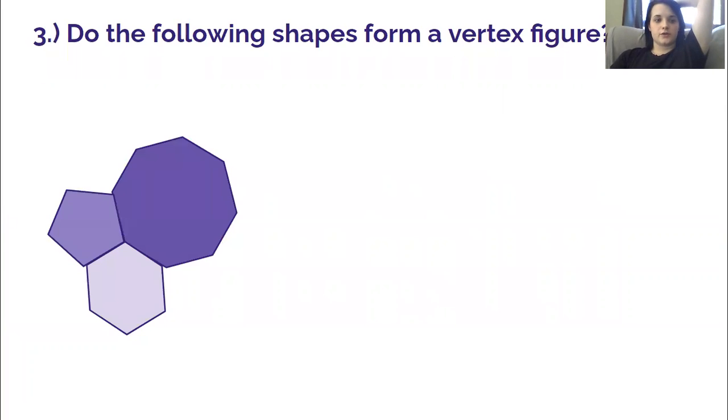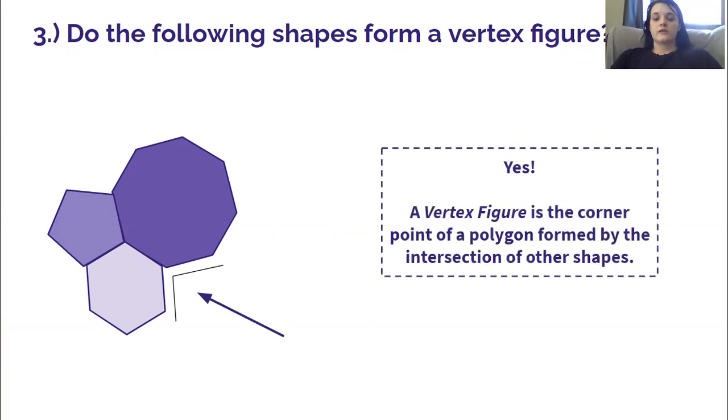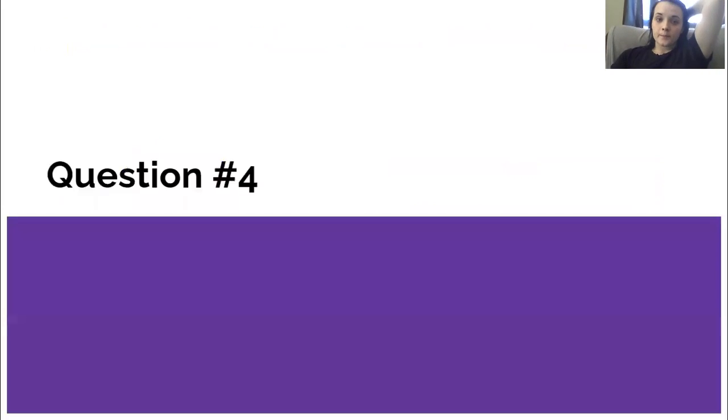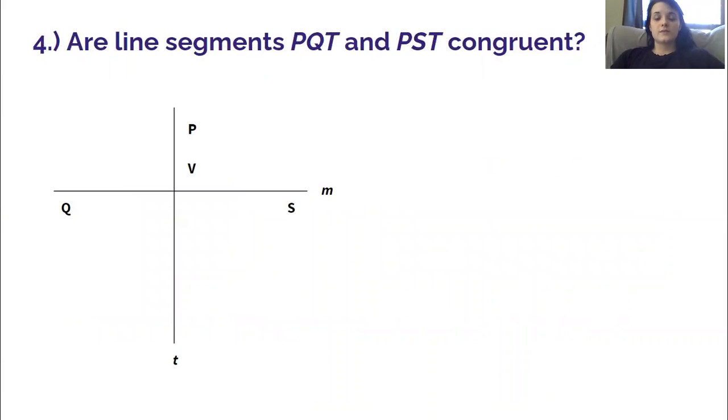For question number 3, do the following shapes form a vertex figure? Well, if we look at our shapes, we'll notice this indentation right here. So yes, of course, a vertex figure is basically the corner point of a polygon formed by the intersection of other shapes. Question number 4, are line segments PQT and PST congruent?